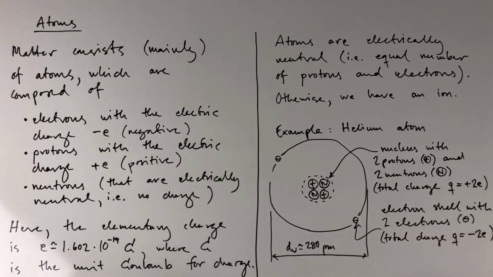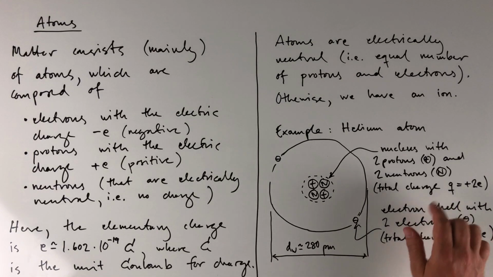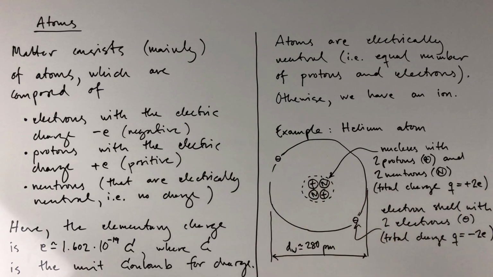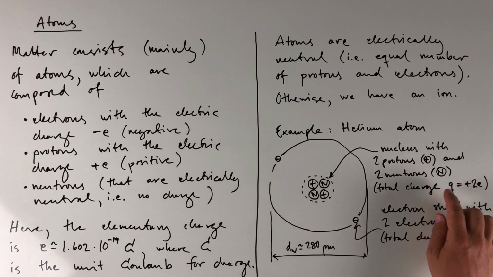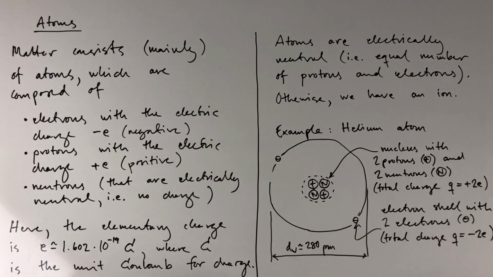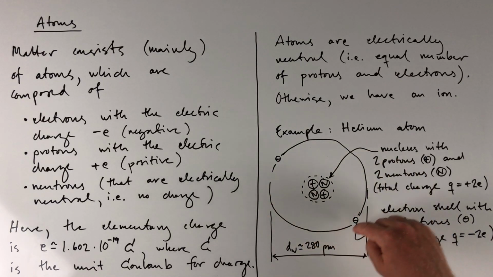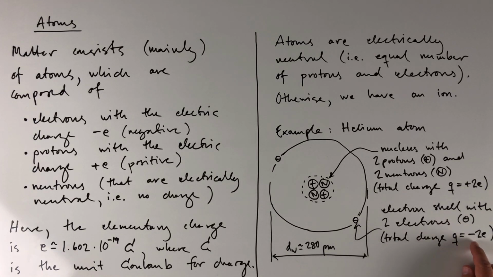I will also use big Q at times, but this is the way to typically denote the total charge of some sort of entity. In this case, it's the total charge of the nucleus, which I denote by Q here. It's plus 2 elementary charges. And then around the nucleus we have electrons orbiting in an electron shell with 2 electrons, and therefore the total charge of this electron shell will be negative 2 elementary charges.